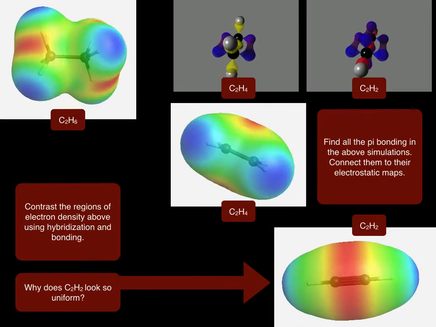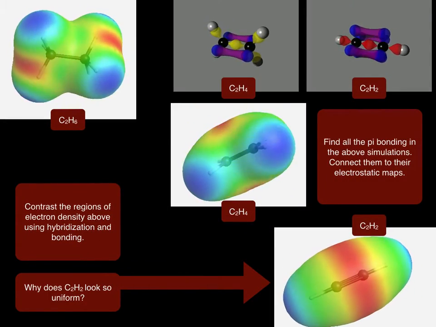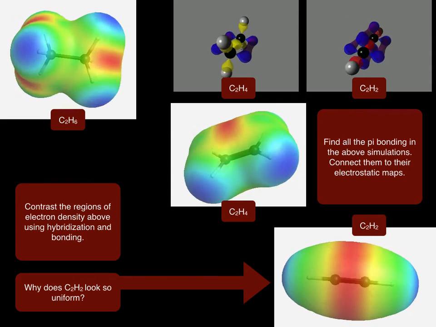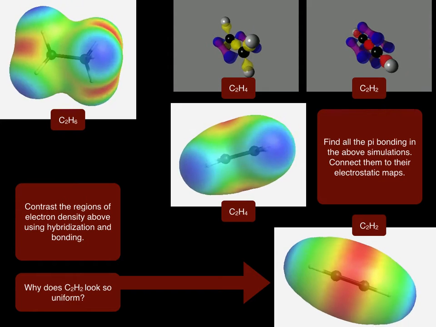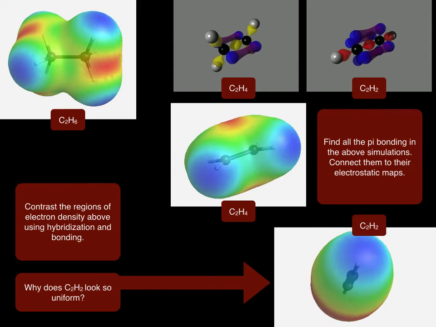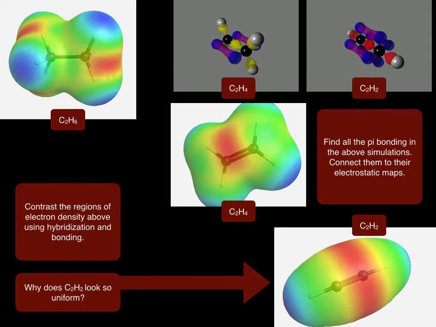Ethine is in an even more restricted situation with triple bonding. Here, one can see the central sigma bond surrounded by pi bonds above and below, both on the y and on the z axial plane.